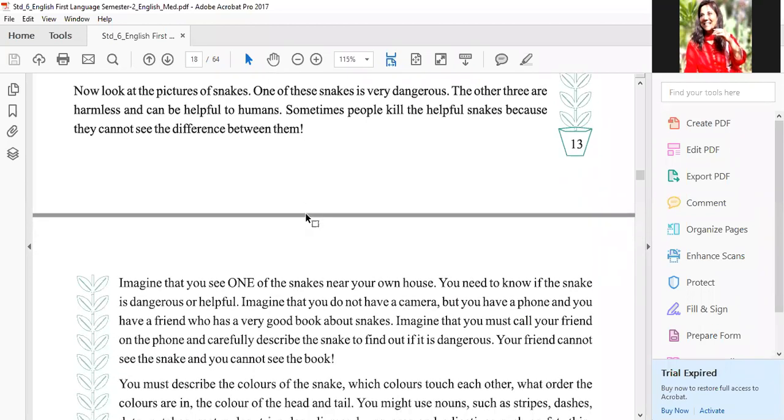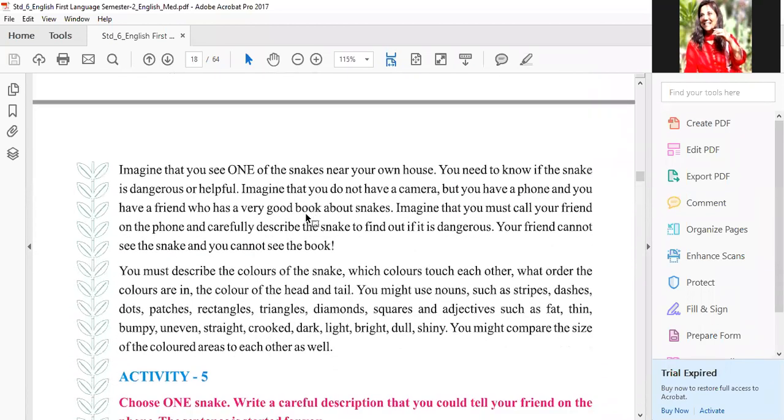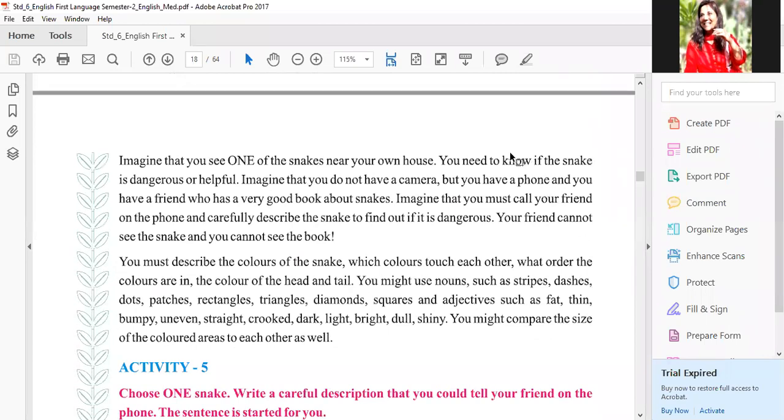Then it said, imagine that you see one of the snakes near your own house. You need to know if the snake is dangerous or helpful. Now imagine that suppose you see a snake near your house, right? Now looking at that snake, you have to find out whether the snake is dangerous or helpful. How will you find out? As I told you just now, we saw in activity 3.